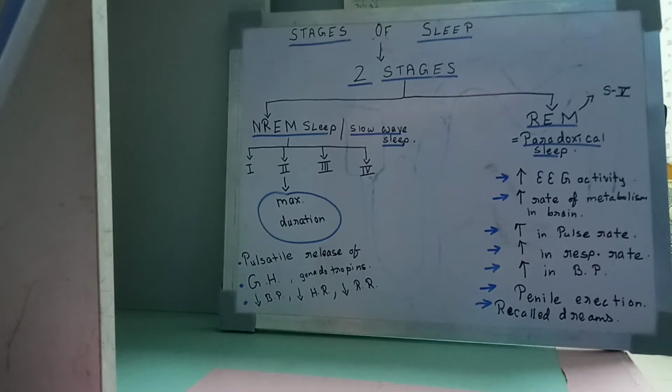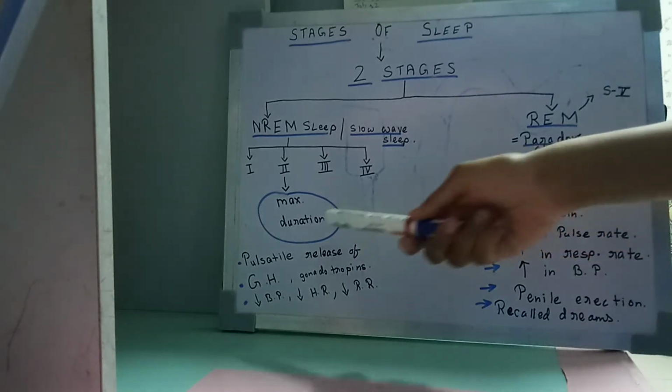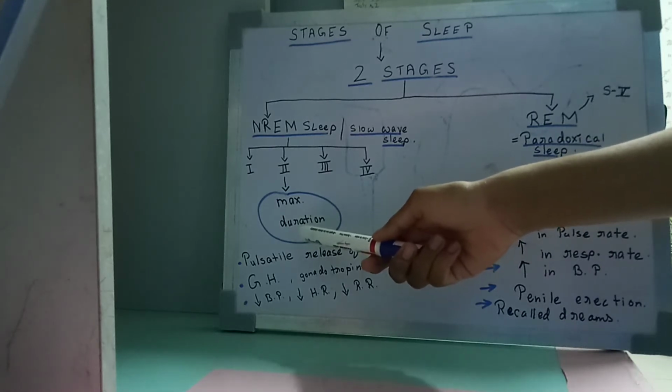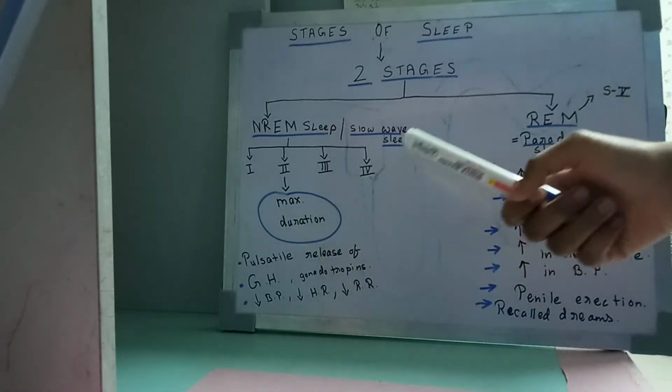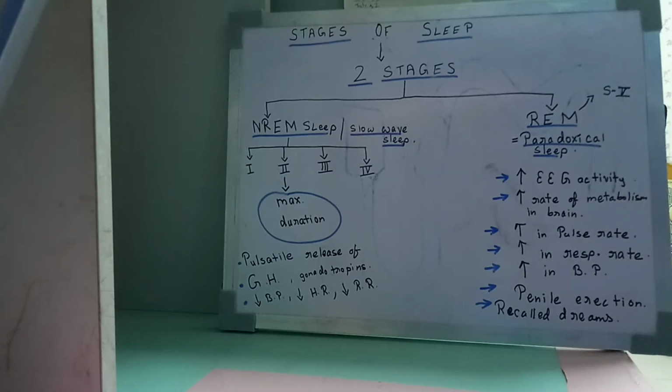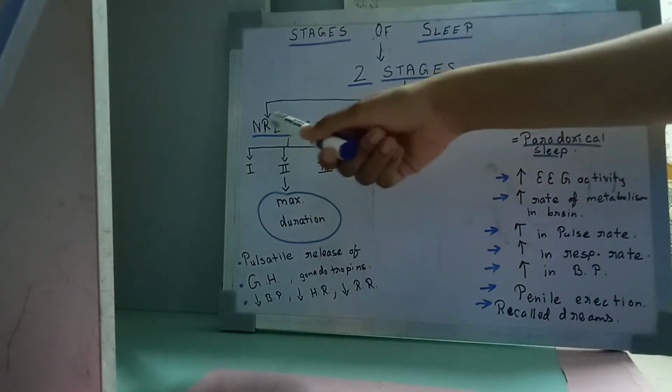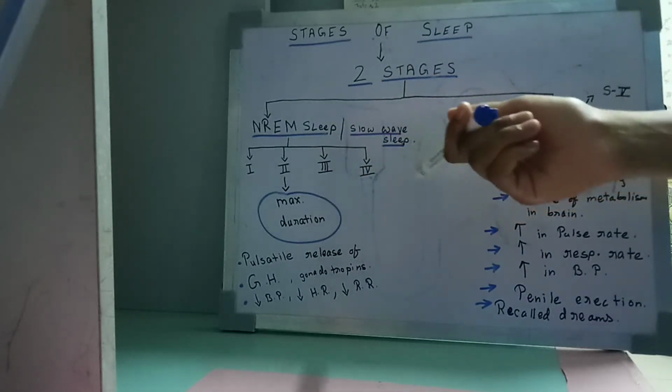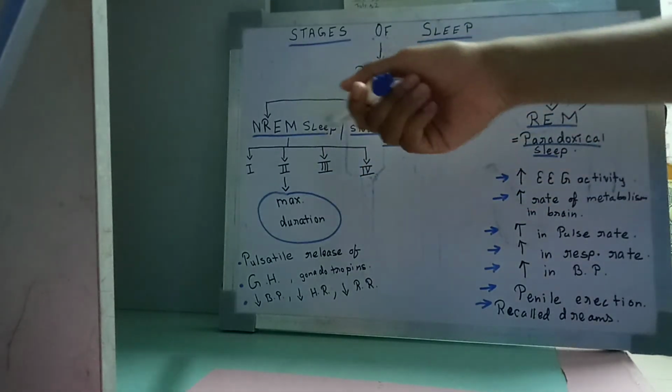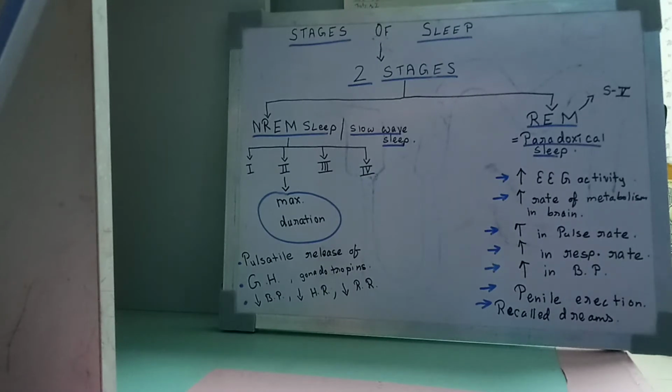Now let's go to stage 2. This is the stage with maximum duration, as I have written over here. There was a question which asked which stage has the maximum duration. So it is stage 2 of non-REM sleep or slow wave sleep. Whatever the options are, you can read and mark it confidently.